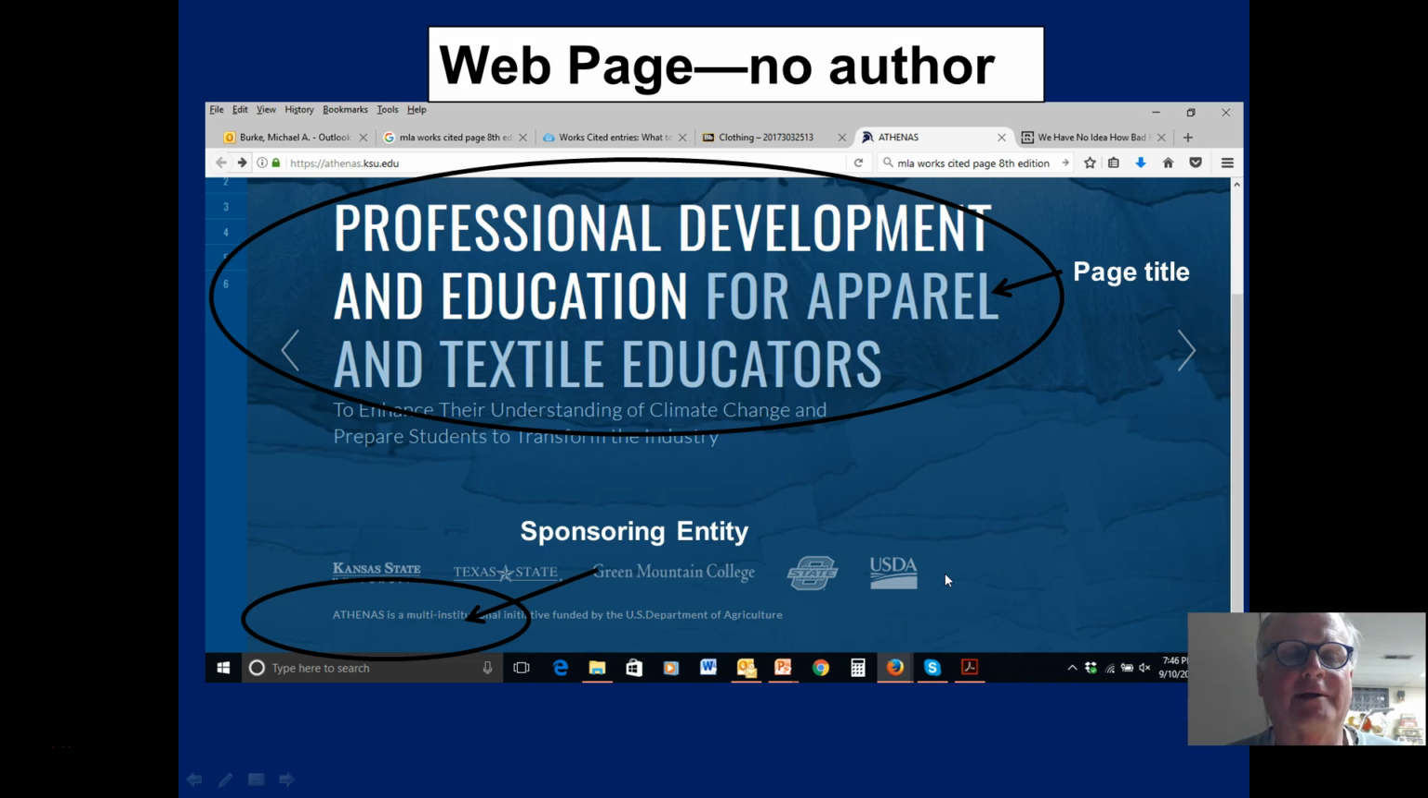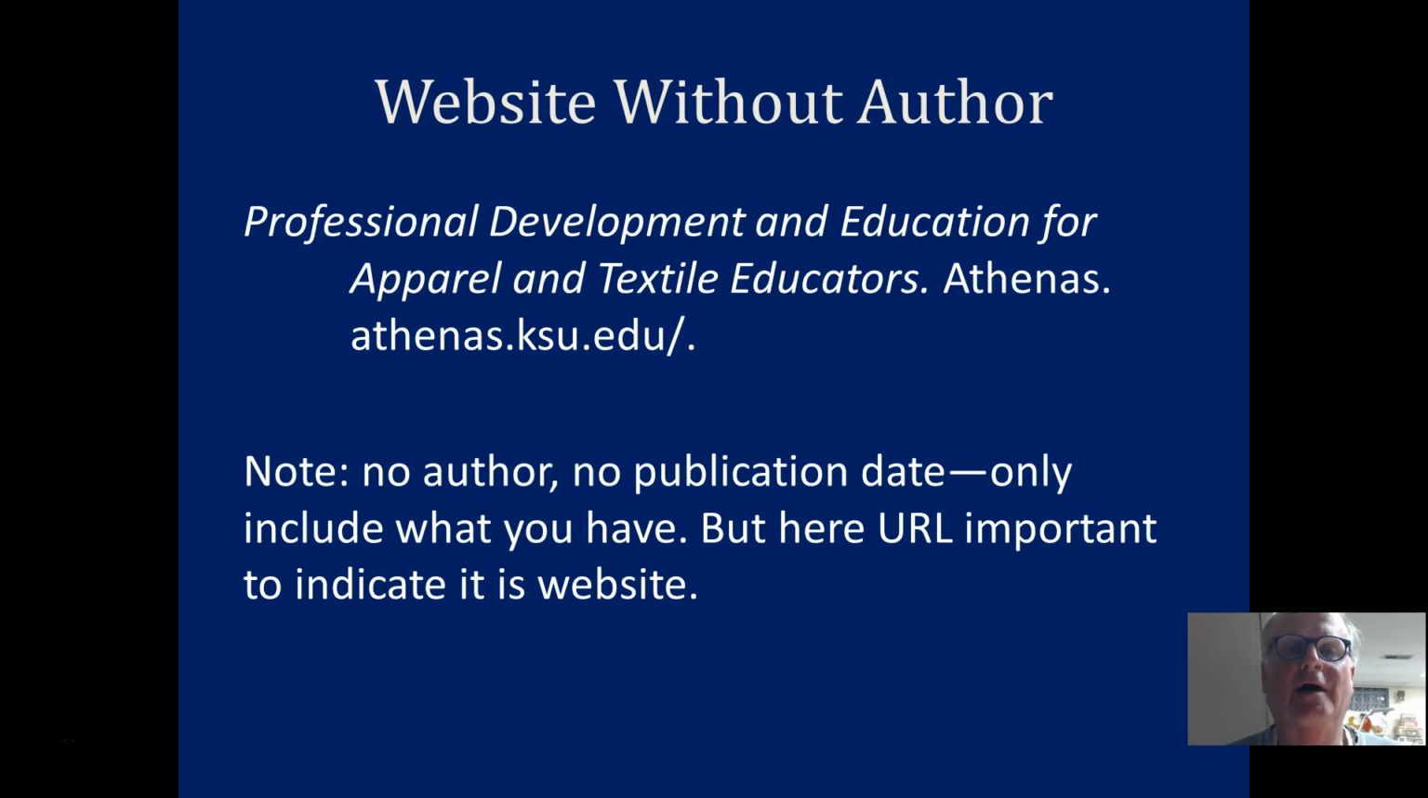Well, how would we document this? Well, we don't invent stuff that we don't have. We have a title, and we have a sponsoring organization, and we have up here in the top, we have the URL. Okay, so all we need to do is document it like this. Professional Development and Education for Textile Educators. And again, we're taking this as a complete work because this is the only article on this website. We have the sponsor's name and we have the URL.